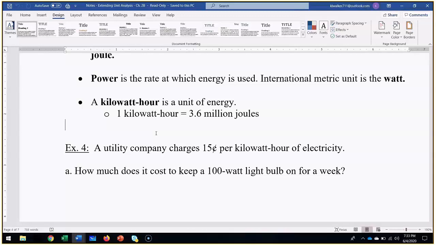So I'm going to do 0.15 with a dollar sign in front of it when I do this, because nobody uses pennies anymore. Okay, so 15 cents per kilowatt hour of electric. And then the question wants to know, how much does it cost for a 100-watt light bulb and for a week?